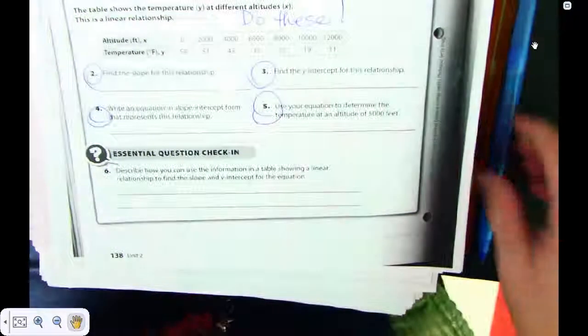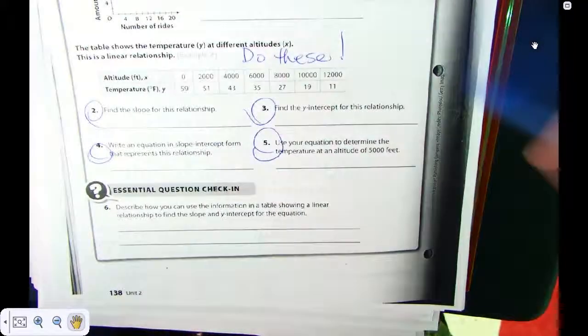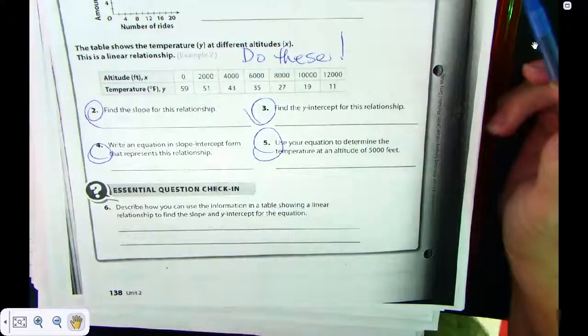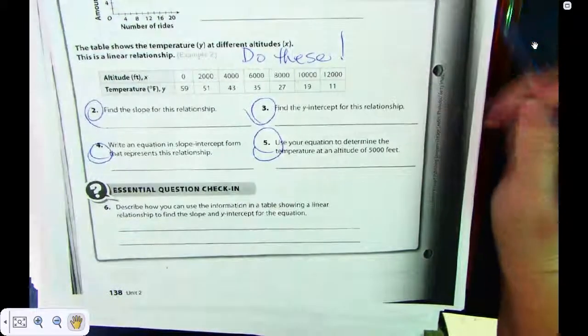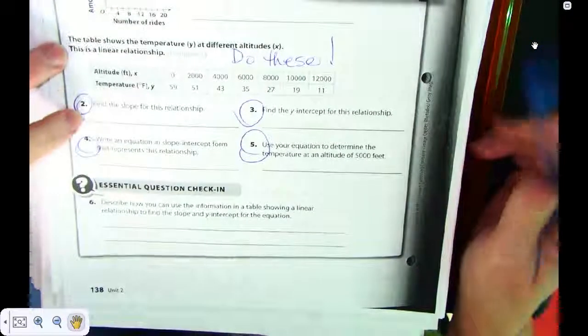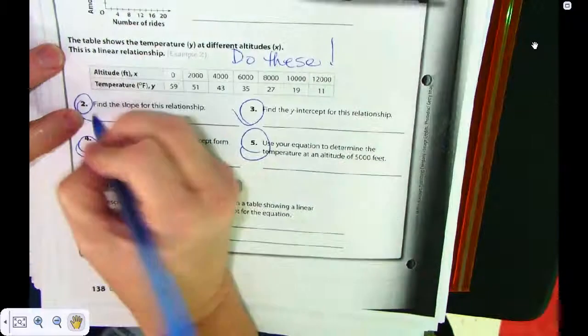Okay, on number 2, we're on page 138, and we had to do 2 through 5. So if you're looking at the recording, pause it, do those problems, and then come back and check. Okay, number 2. What is it? Who got the slope?